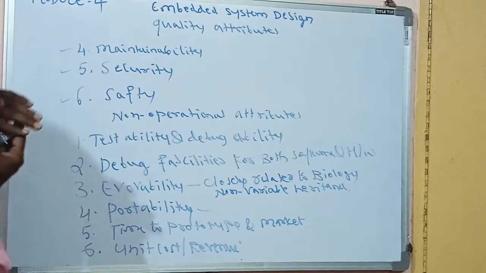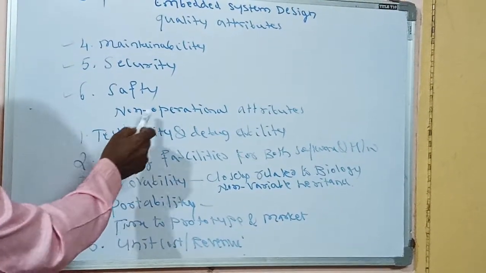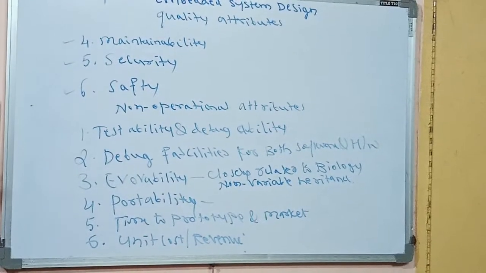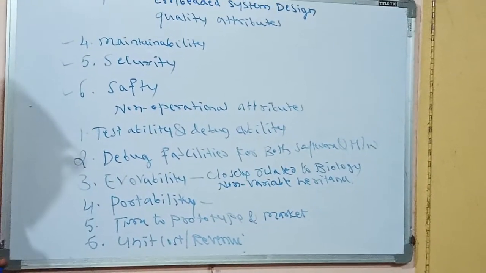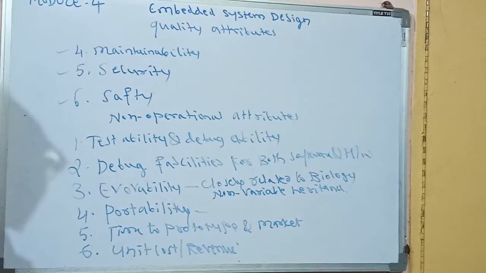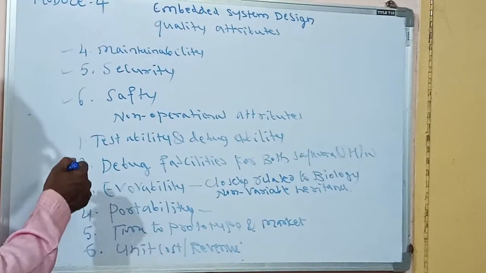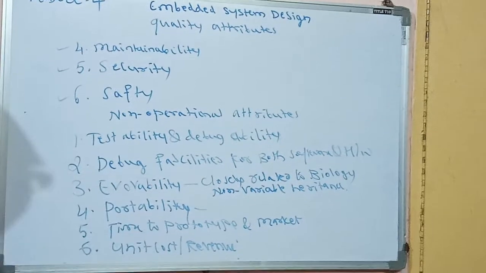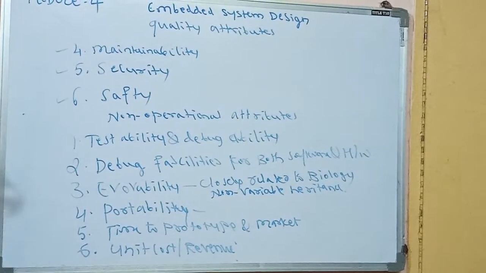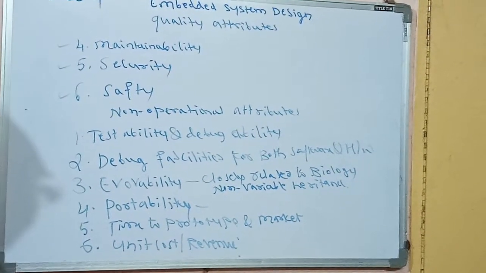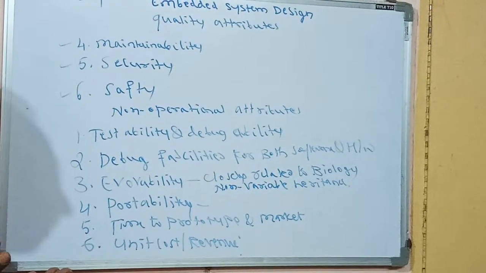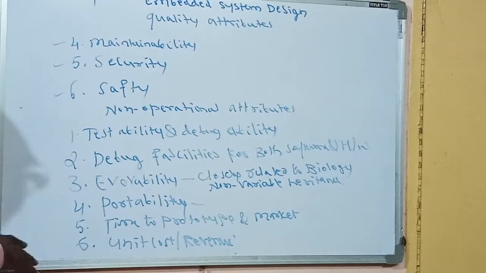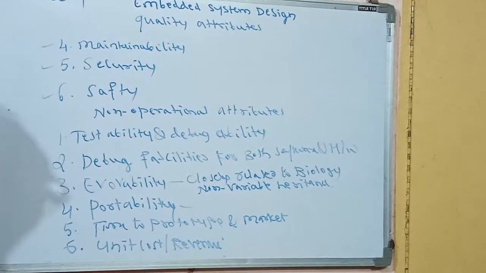Now we enter another type of attributes, which is known as non-operational attributes. These are not functions. Non-functional attributes are known as non-operational attributes. Among them, number one is testability and debuggability. It is like a quality assurance department. What happens is, your product, before dispatching to the outside world or marketing, undergoes the quality assurance section.